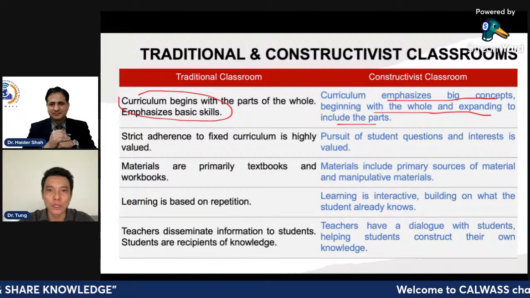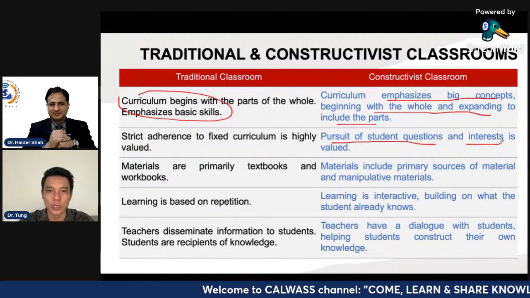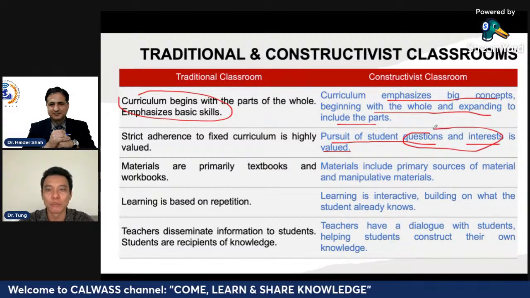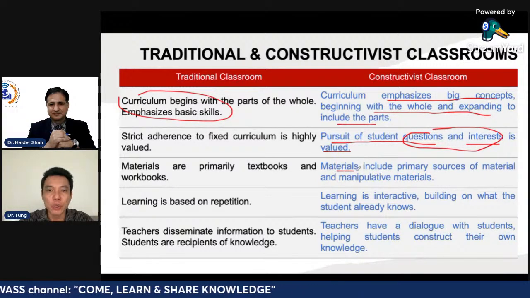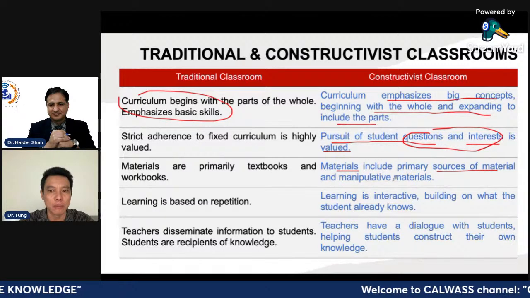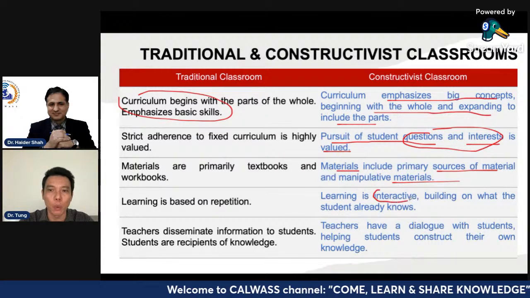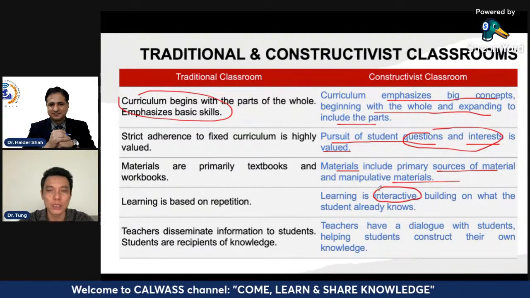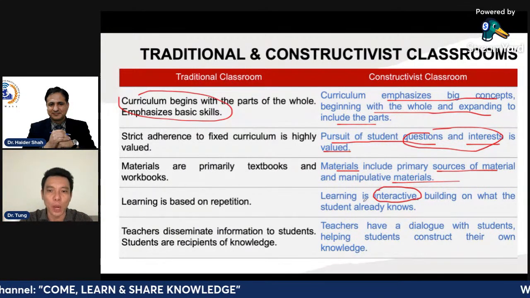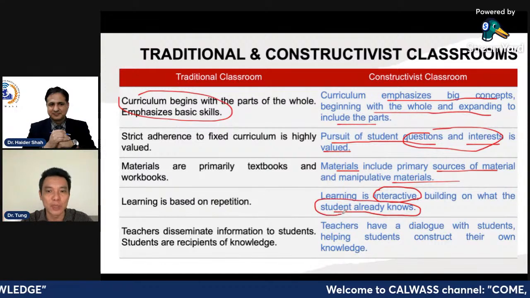In the constructivist classroom, pursuit of student questions and interests is valued. So we focus on the student's questions and interests. Number 3, materials include primary sources and manipulative materials. Number 4, learning is interactive. It's not one-way learning. It's two-way or many-way interactive learning, building on what the students already know. These are the key words of constructivism theory.